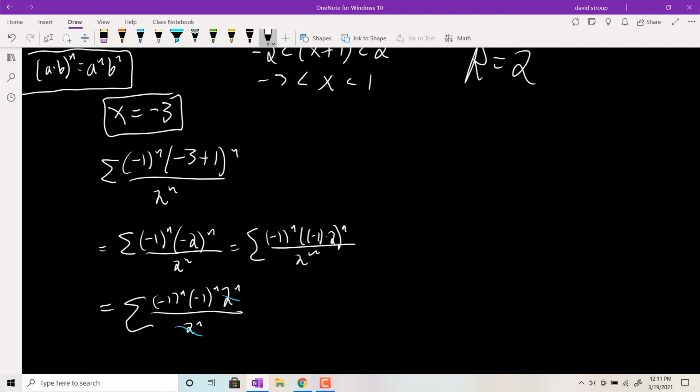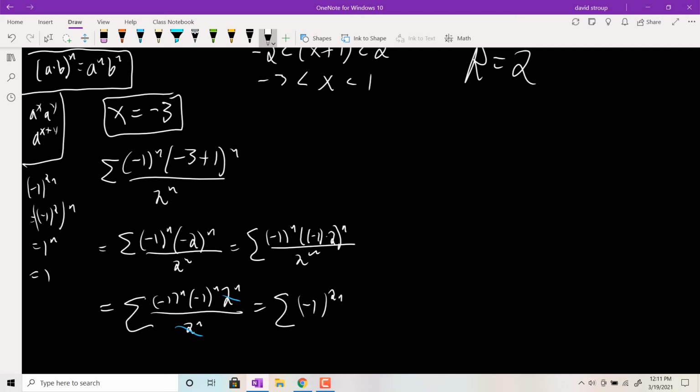And then I can use the other exponent rule, right? If you have a^x times a^y, that's just equal to a^(x+y). So in this case, I have the sum of (-1)^(n+n), which is 2n. Then (-1)^(2n) is the same as ((-1)^2)^n. (-1)^2 is 1. 1 to any power is just 1, so I could replace 1^n with 1, because it's always equal to 1. So this will just be the sum of 1.